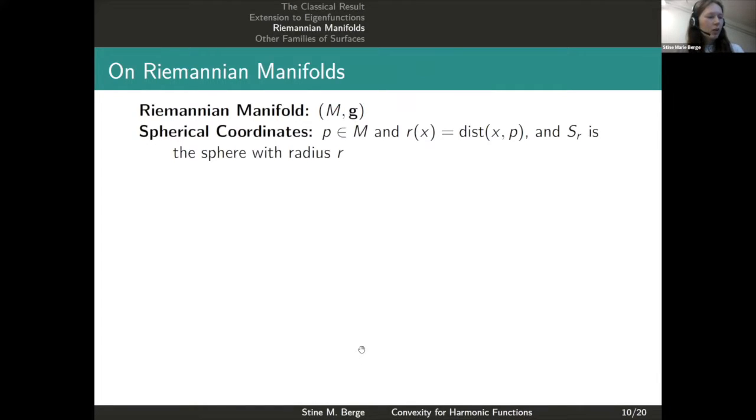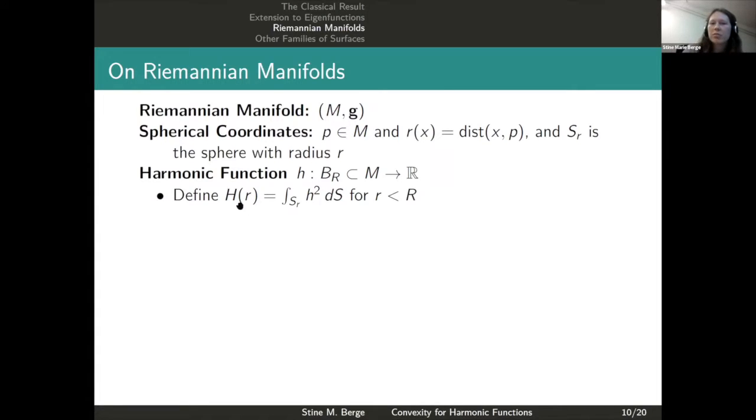Okay, so then I want to move on to Riemannian manifolds. In my case, I'm going to work in some very special coordinates, namely the spherical coordinates. This means that I will choose a point P in my manifold, and then I will let R of X denote the radial distance from this point P. And this S_R here is going to denote the geodesic sphere with this radius R. So in this case, we can define the divergence, the gradient, and the Laplacian, and we can define a harmonic function the same way as previously, at least on paper. So we have the Laplacian with respect to this metric.